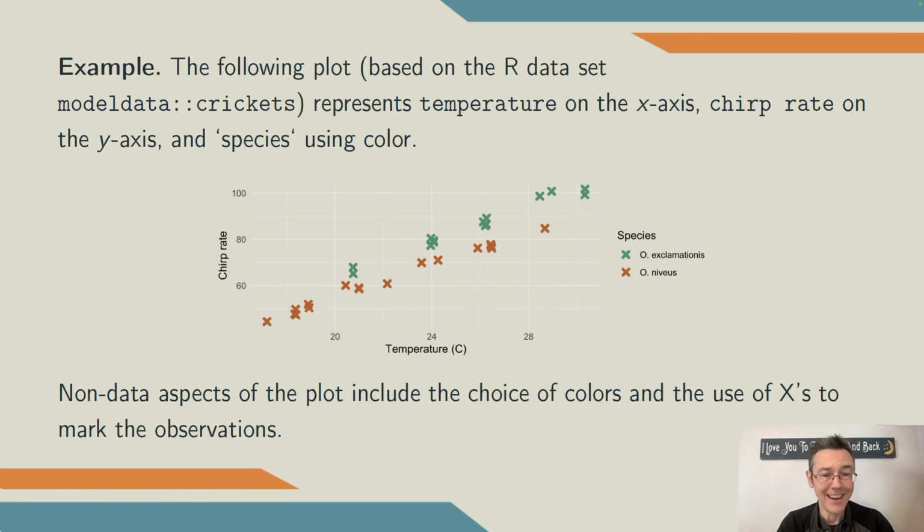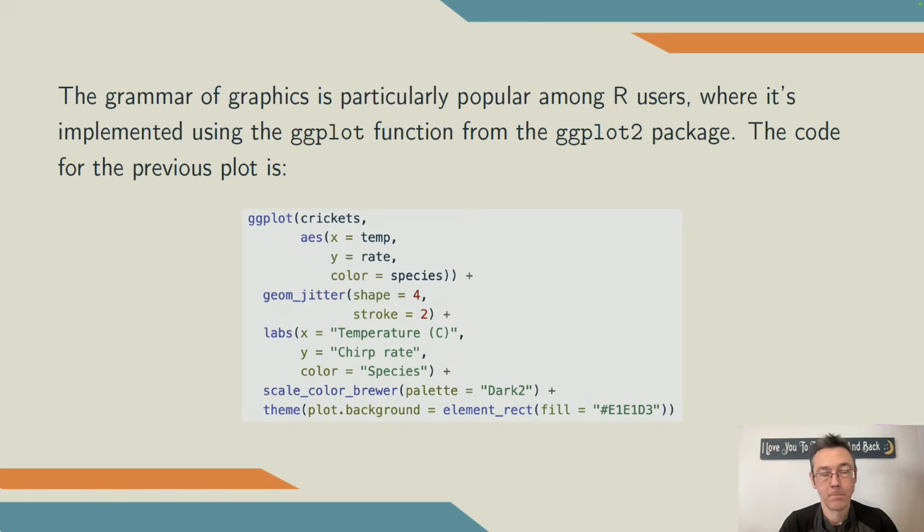Some of the non-data aspects of this plot include the choice of color palette, so I have sort of an orange and a teal here. The use of X's to represent points in my data set rather than, say, dots or boxes or something. The position of the legend there on the right would be another non-data aspect of this plot.